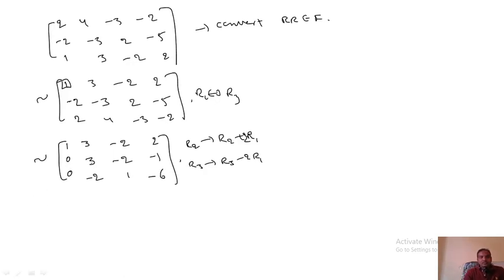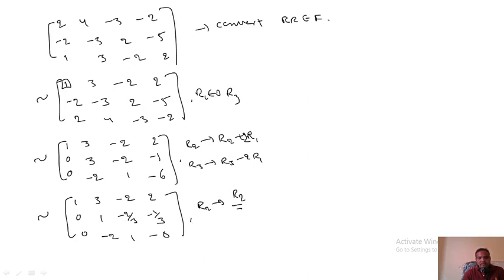Next you have to convert this pivot to 1. Now apply that: 1 3 minus 2 2, 0 1 minus 2 by 3 minus 1 by 3, 0 minus 2 1 minus 6. That means we are applying R2 divided by 3. Next, now this one is the pivot. Now using this pivot, convert these two terms to 0. That means the 1 you have to convert to 0.